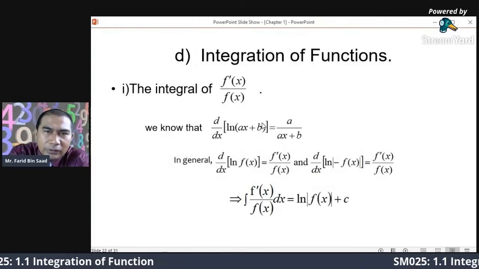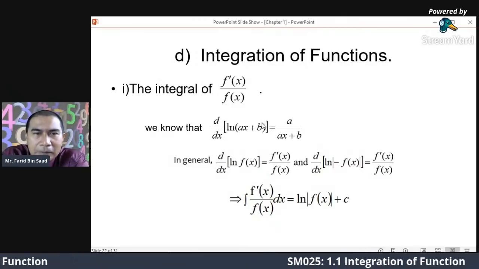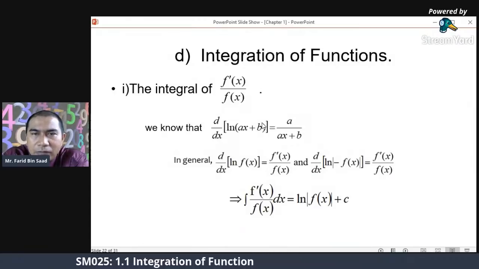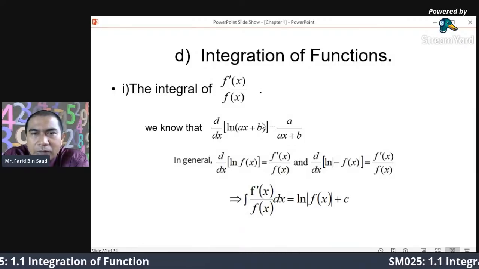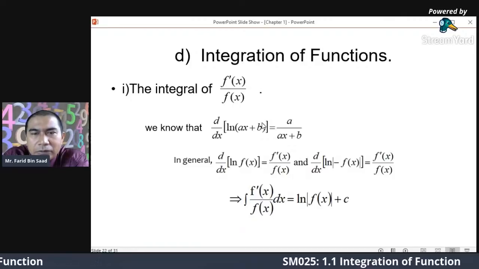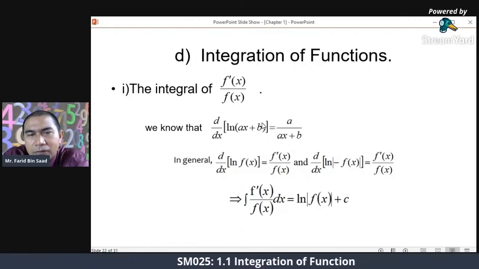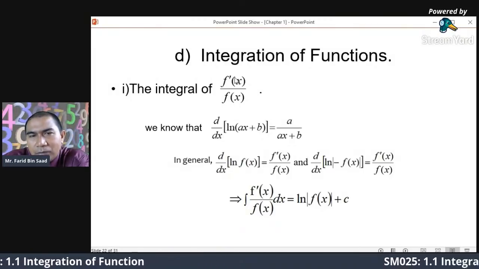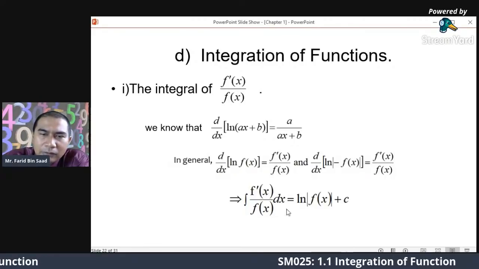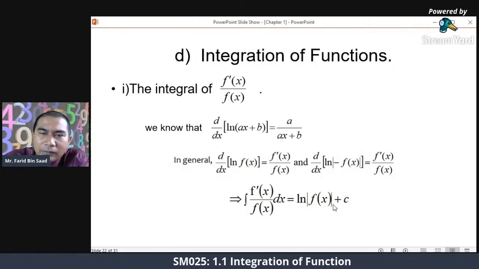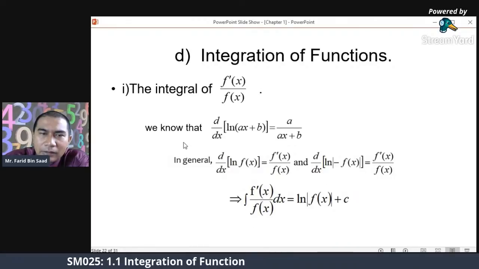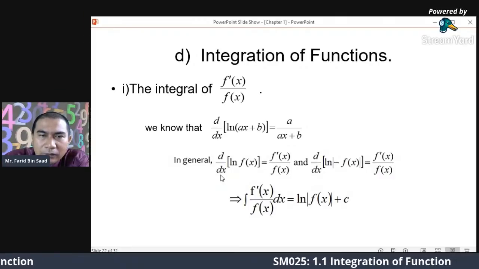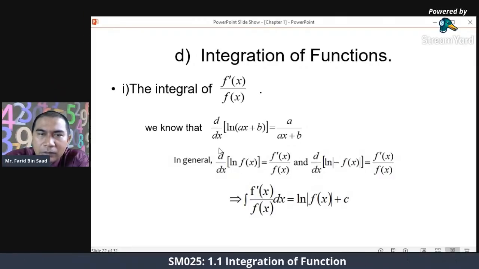Okay, the next one is integration of a function, the integral of f prime x over f(x). That means we have to look first at what we want to integrate. Then if the integrand is in the form of f prime x over f(x), when we integrate that, we get ln f(x) plus c. So you can look back at your previous knowledge about this differentiation.